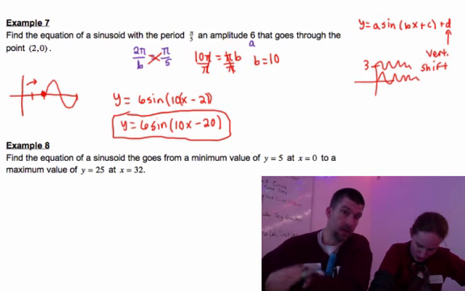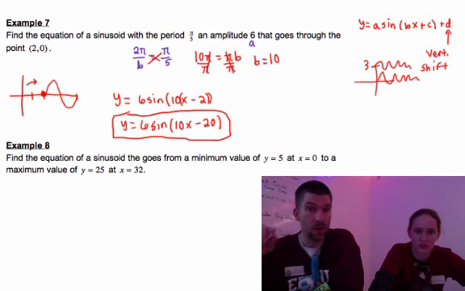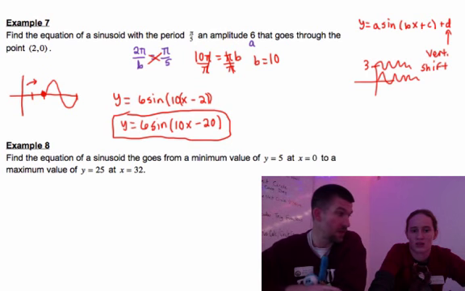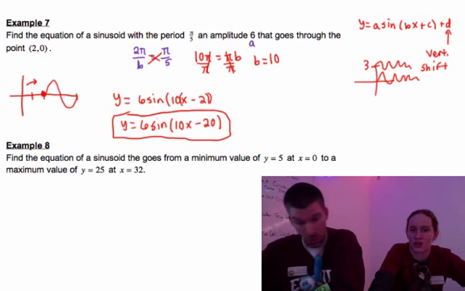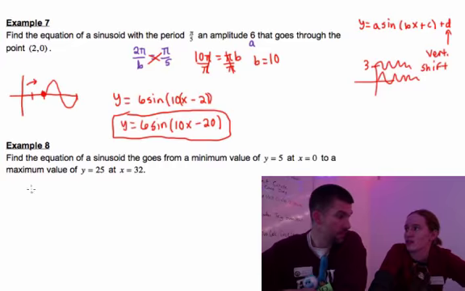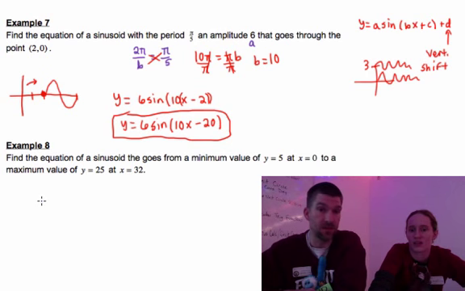Graph what you get and just double check. Does it go through the point that you're given? You can look at a table of points to figure that out, or you can go to your calculator and say x equals 2. What is y? It needs to be 0. Yeah, it does. And if it isn't, then you've got a whoops.